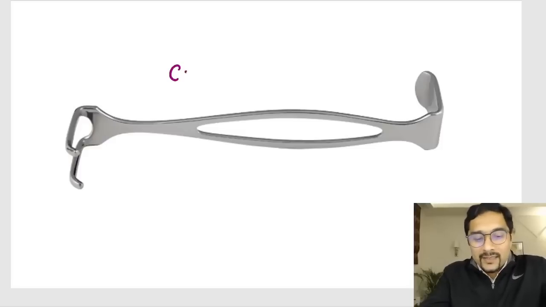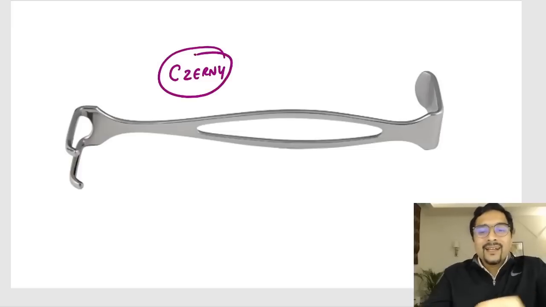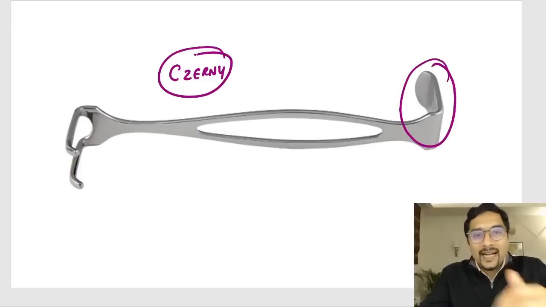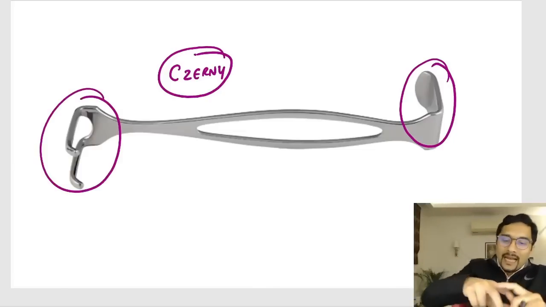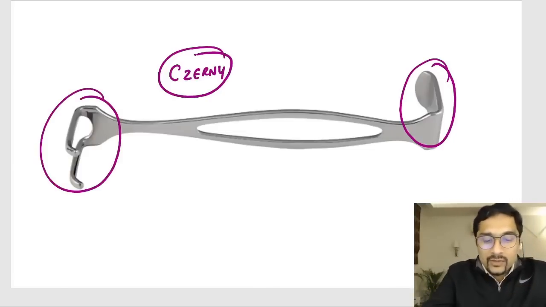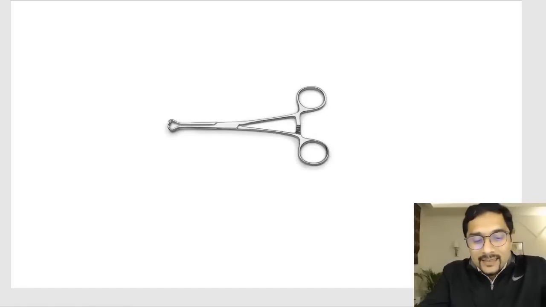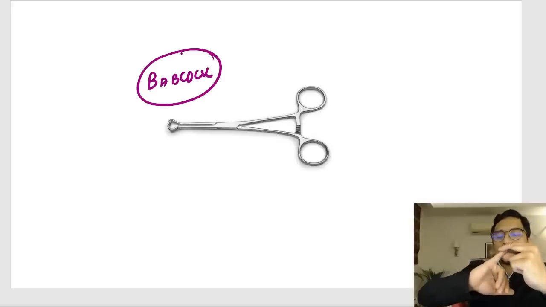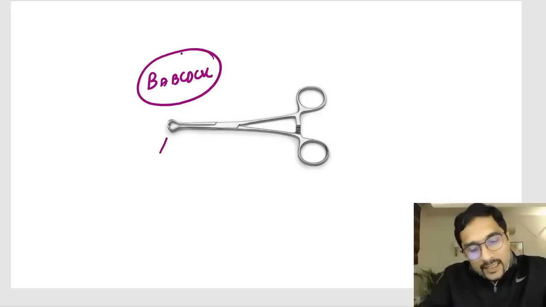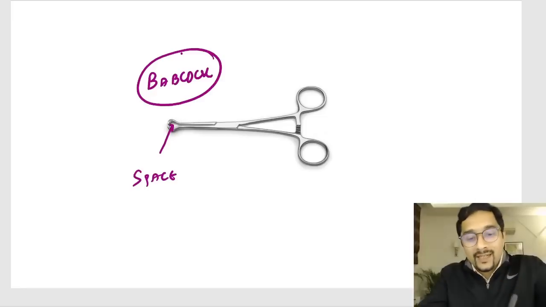This one is known as a Czerny retractor or an Army Navy retractor, where on one side you have a solid right angle, whereas on the other side you have 2 hook-like things and there is some gap between them. So this is a Czerny's retractor. This is a Babcock's forceps, right? In this Babcock's forceps, you can see there is some space here, and in this space we can hold tubular structures.